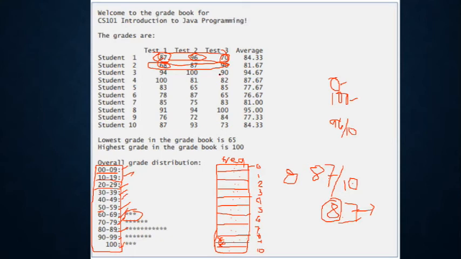Next value, we have 70. 70 divided by 10 is 7. So here we put a star at 7. Next row, value 68 divided by 10 is equal to 6. So we also put a star here.